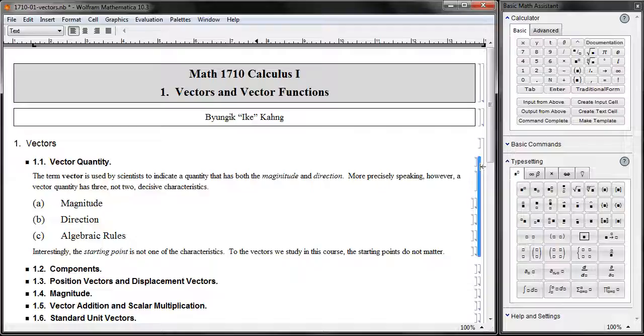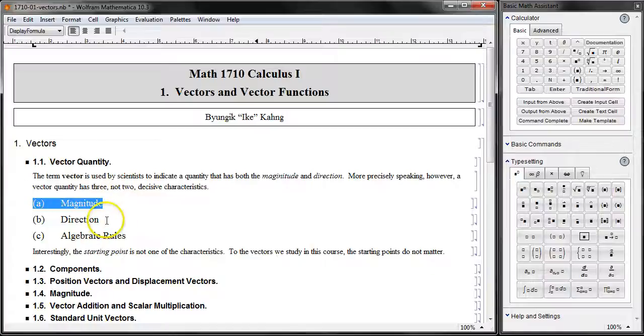However, with respect to our textbook author, I think there should be more. In my opinion, we have to consider 3 characteristics, not 2. Magnitude, of course, direction, but also certain algebraic rules. Let me show you what those mean.